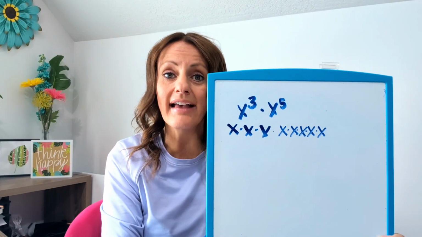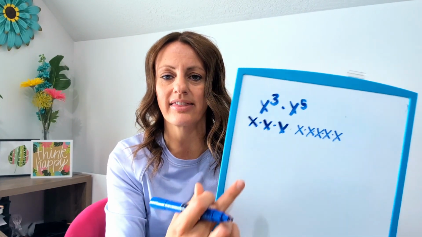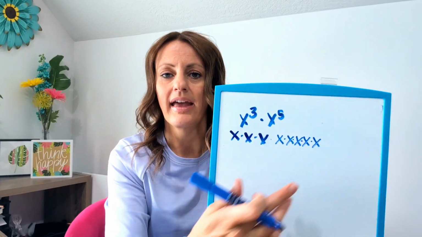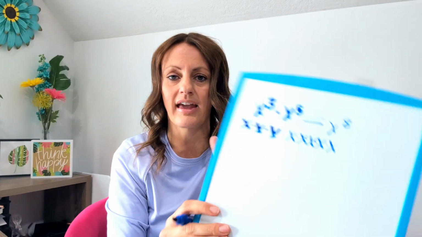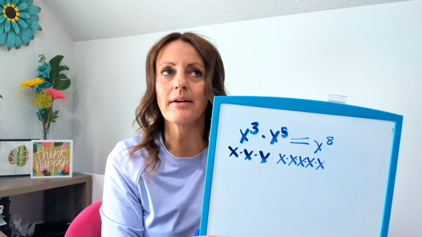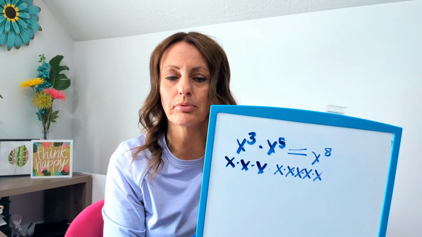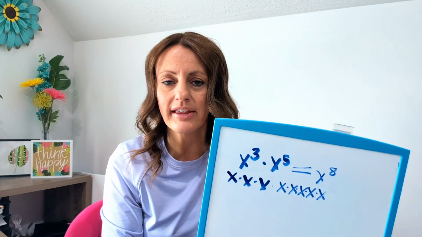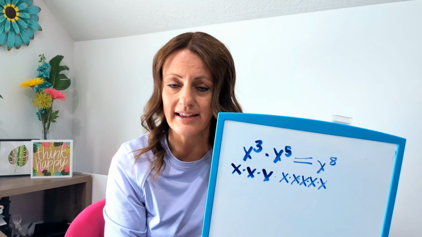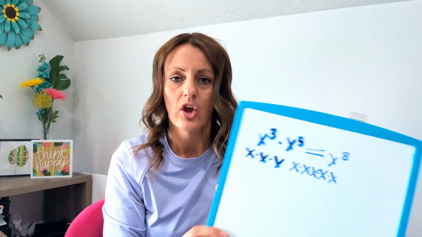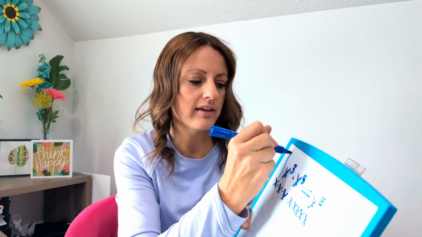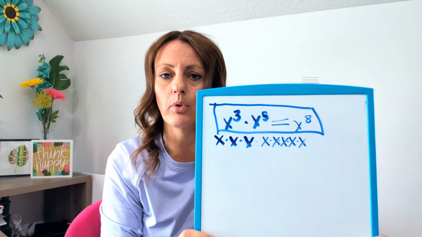And then I ask them, is there a different way to write this, like a simplified way? We talk about it, and somebody's eventually going to say that's the same as x to the 8th. So x to the 3rd times x to the 5th is the same as x to the 8th. I give them probably 5 or 6 more problems, and I keep all the information on the board. I don't erase it, because the next thing I want them to do is look for patterns.